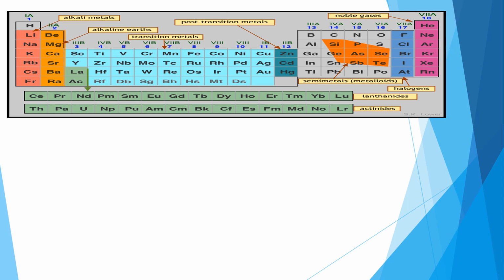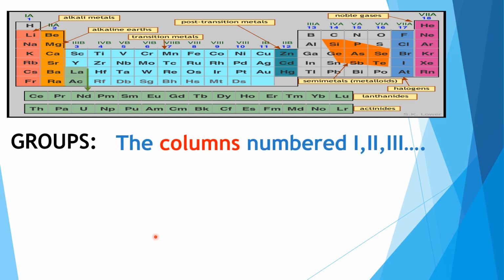Look again at the table. What is the meaning of groups? The columns numbered 1, 2, 3, 4, 5, 6, 7, 8 are called groups.